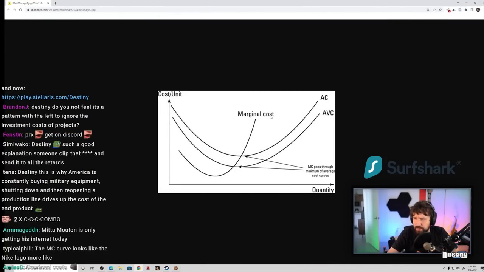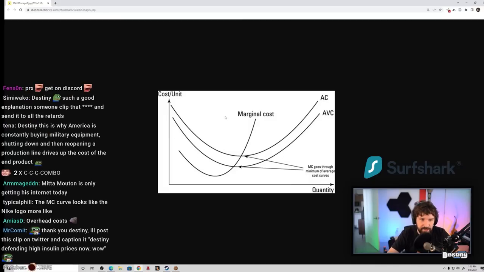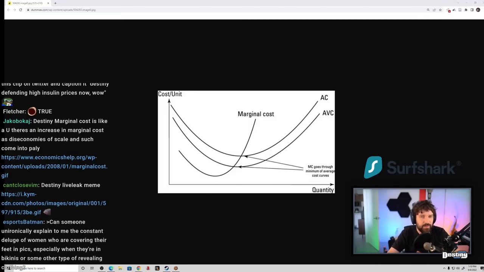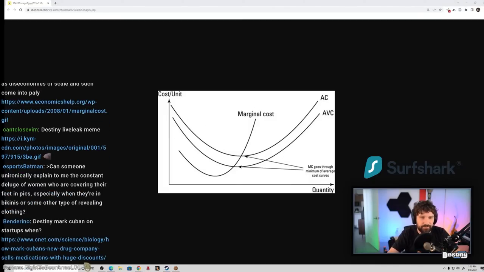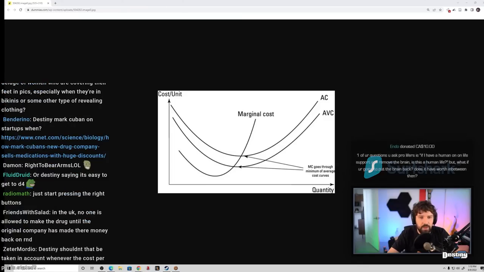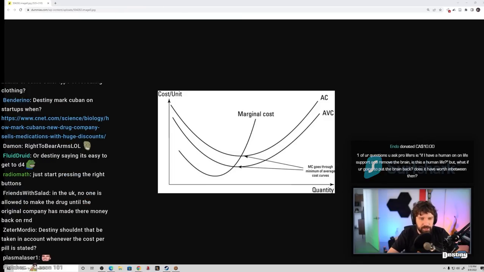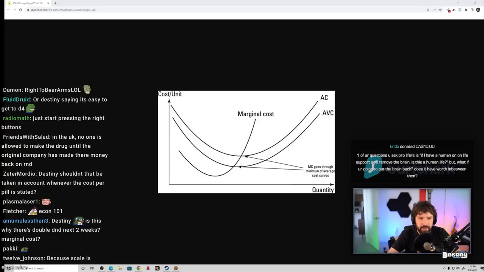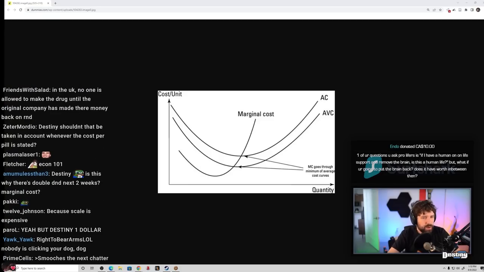I don't know why marginal cost increases. I've never seen this graph because I've never taken a formal econ class. But oh, Jacob explains it. There is an increase in marginal cost as diseconomies of scale and such.